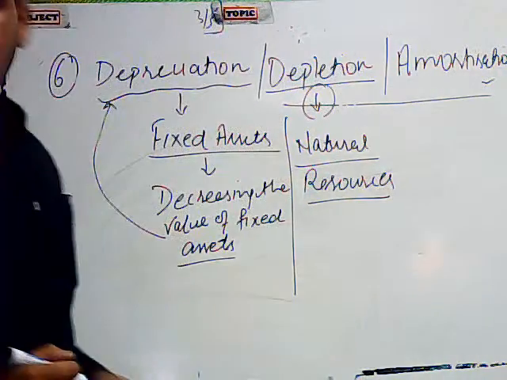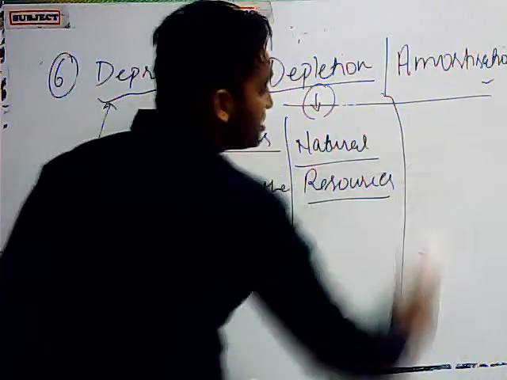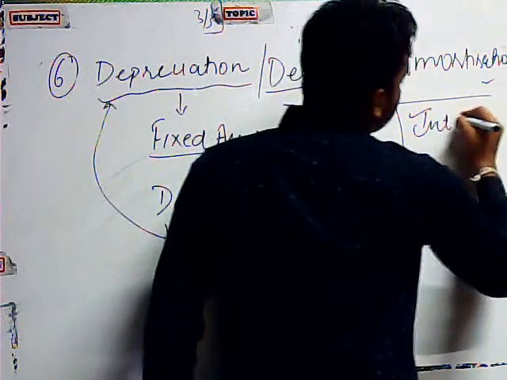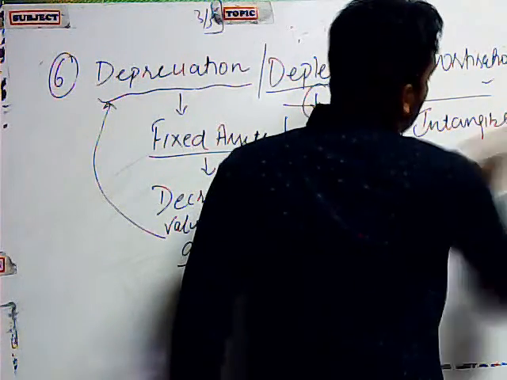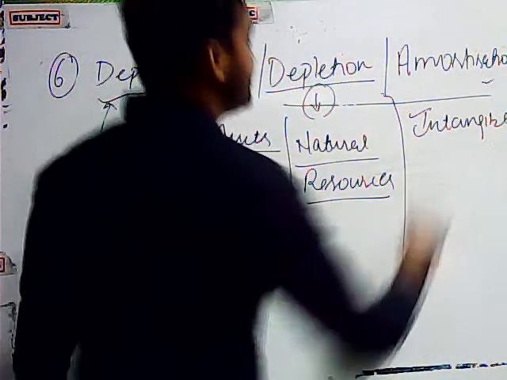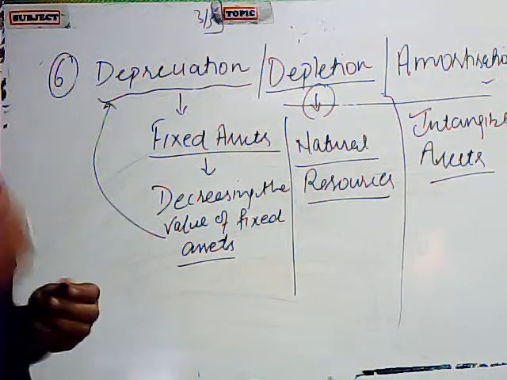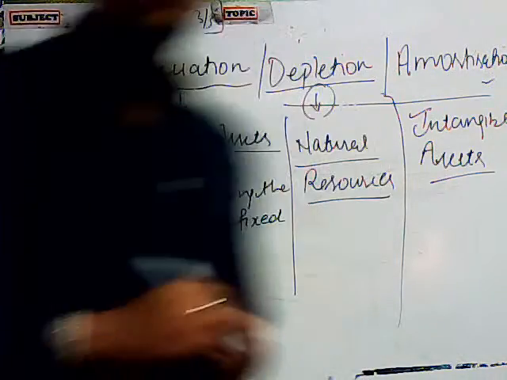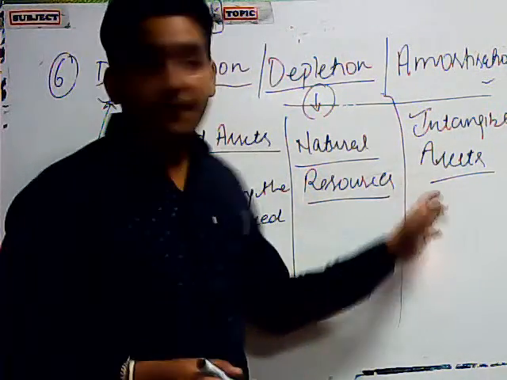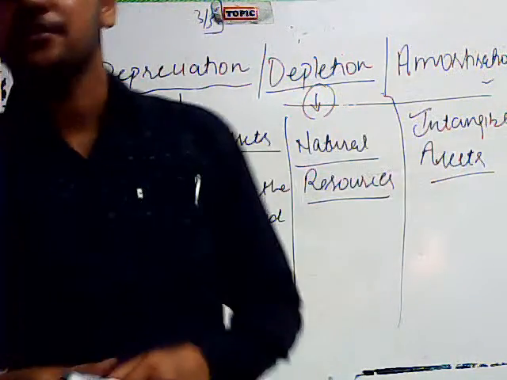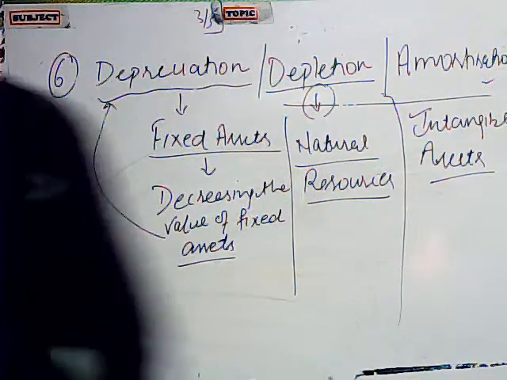Now clear? And the last one is amortization. Amortization is charged on your intangible assets, the decrease in value of your intangible assets. Intangible assets like goodwill, patents, copyrights. So if the value of intangible assets is decreasing, we have to use the word amortization. Okay, now clear?